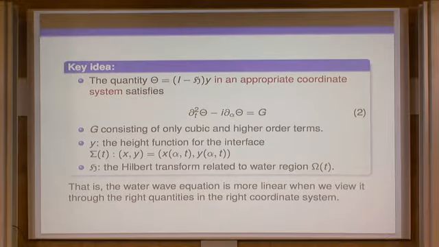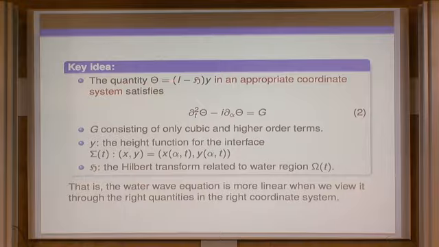The main idea, as was already mentioned by Nate just a few minutes ago, is that we find this quantity. If this is a free interface, you just project the height function into the space of holomorphic functions in the air region. And if you look at this quantity, and in addition you do a coordinate change, so that you don't work in Lagrangian or Eulerian coordinates, you just look at this new coordinate system, this quantity will satisfy this equation.